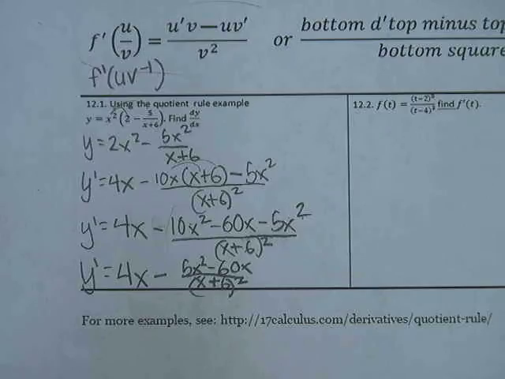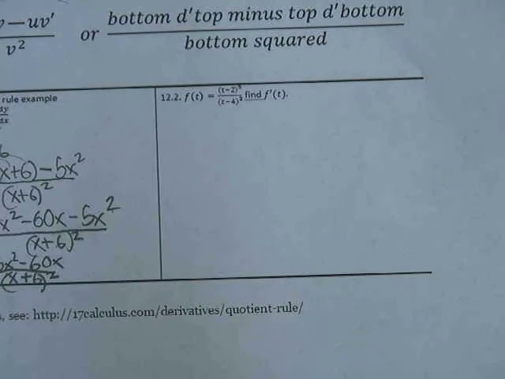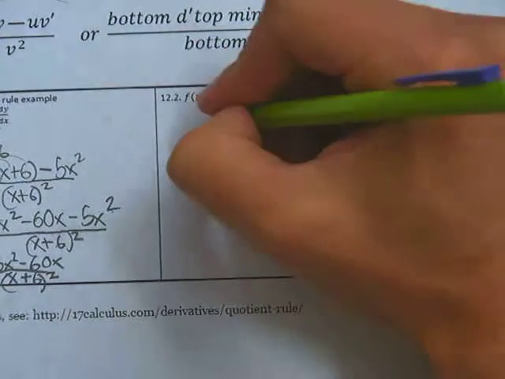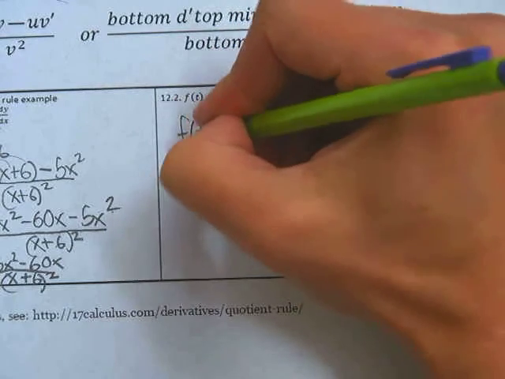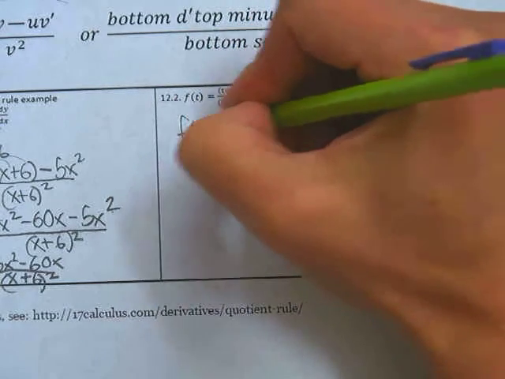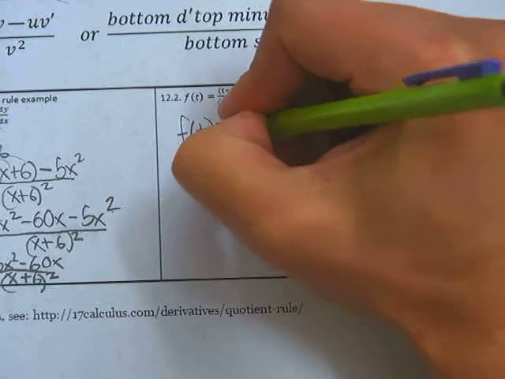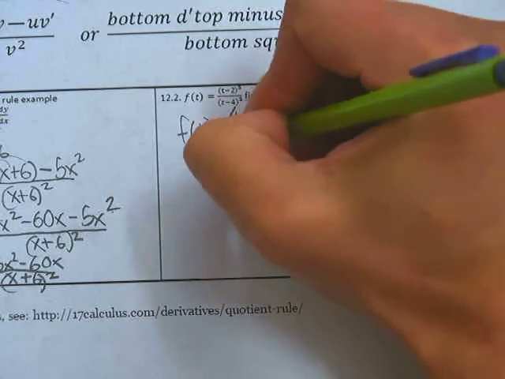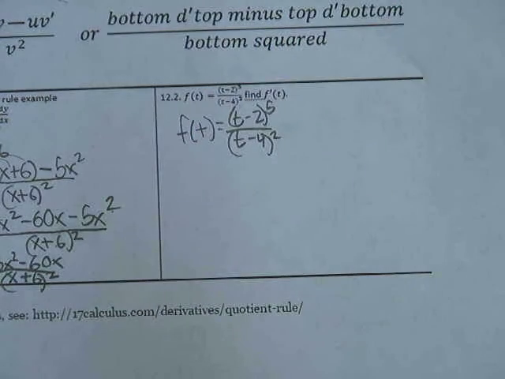And that's it. All right, our next one. This is hard to read, so I'm going to rewrite it. It's actually t minus 2 to the 5th on top and t minus 4 squared on the bottom. So we're just going to follow the formula again.